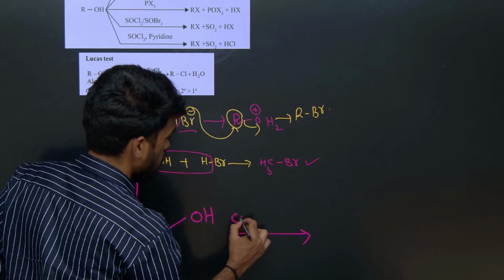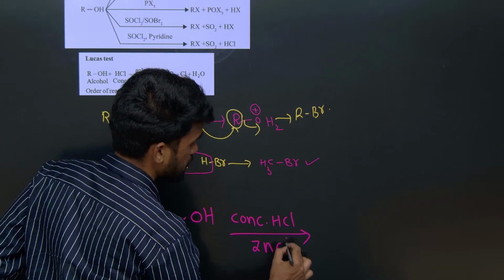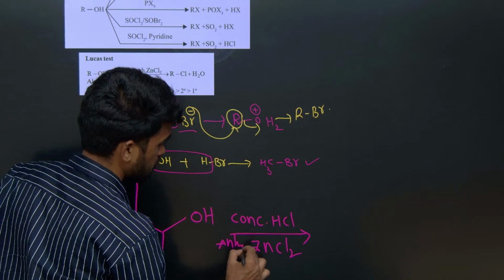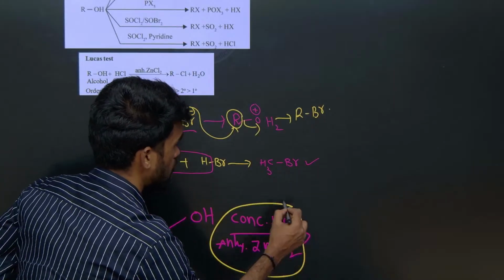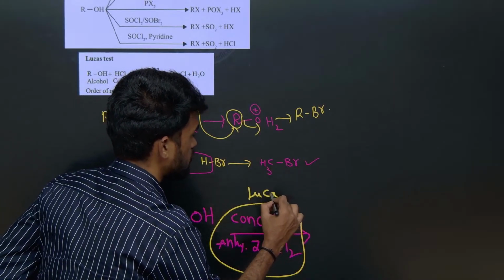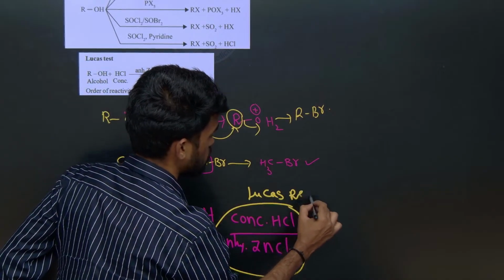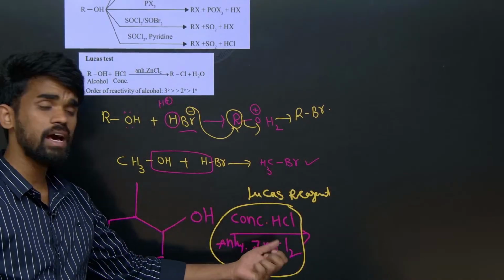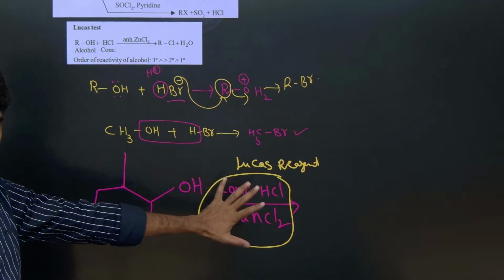I am adding concentrated HCl in presence of anhydrous ZnCl2. So this particular species is called Lucas reagent. This is called as Lucas test or Lucas reagent. So what is the formula of Lucas reagent? Concentrated HCl, anhydrous ZnCl2. Okay, so this you need to remember here.